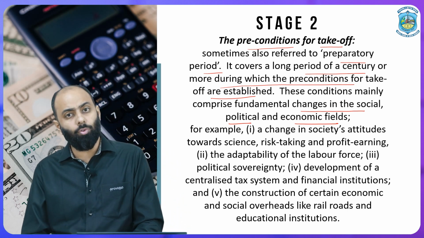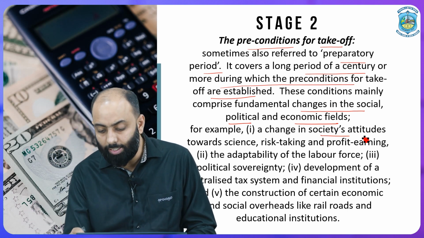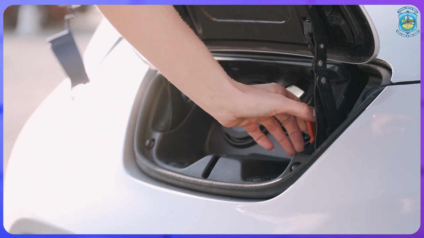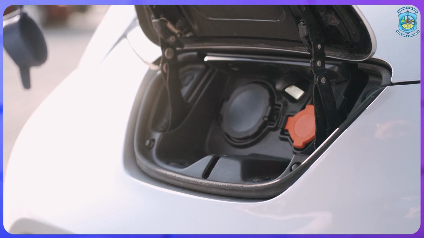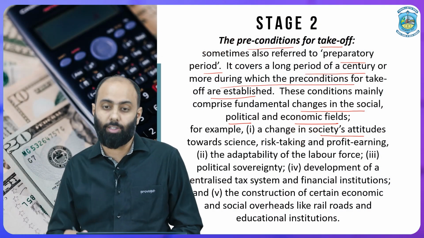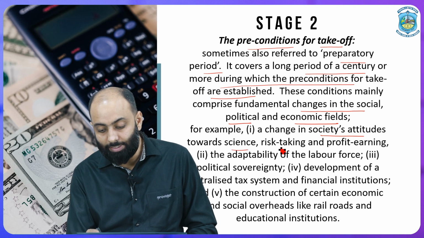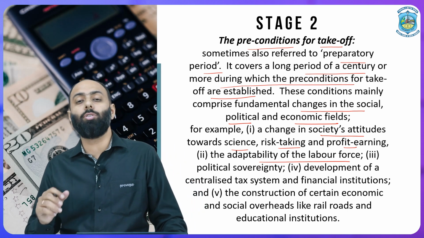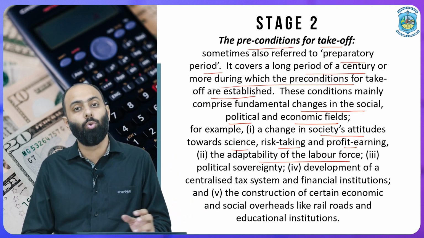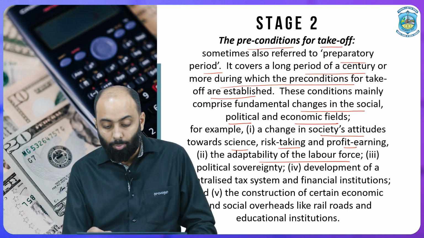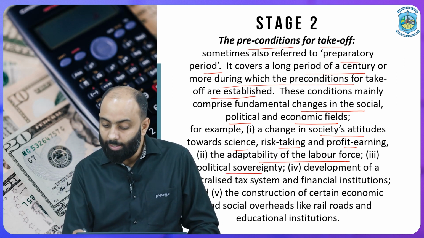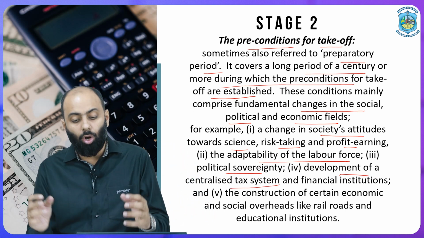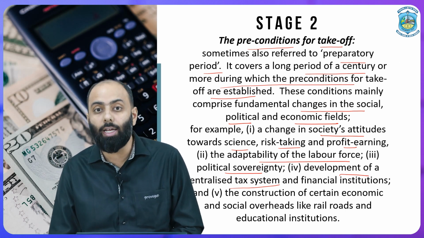To take a few examples, changes in society's attitude are required. Like now people are shifting towards electric vehicles, so we are trying to transform our economy from basic traditional vehicles to advanced technology. Then we can think about science, risk taking and profit earning in the market. Then the adaptability of the labor force: labor is also ready to invest in such tools, equipment, machinery and technology. Then political sovereignty is required, and the development of a centralized taxation system, like the various tax reforms in our economy. All these are required to liberalize the economy to higher-end needs.